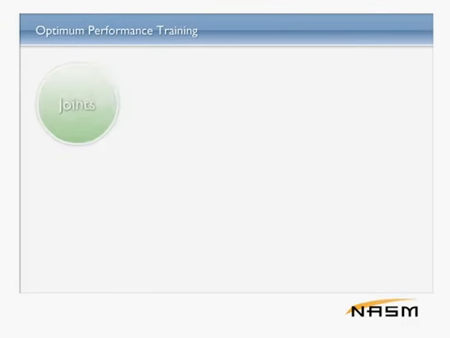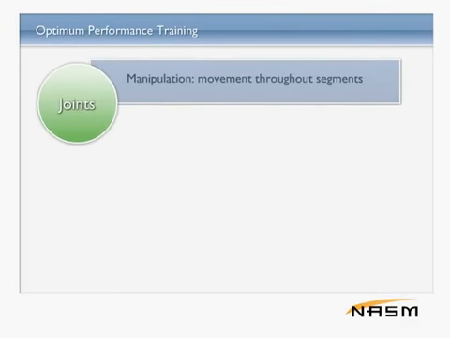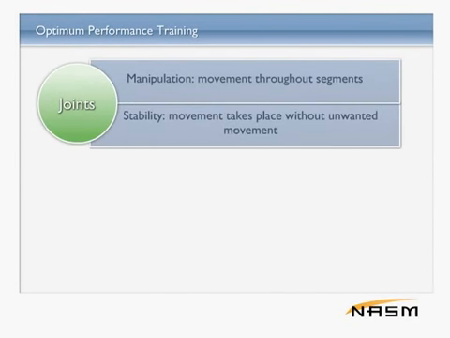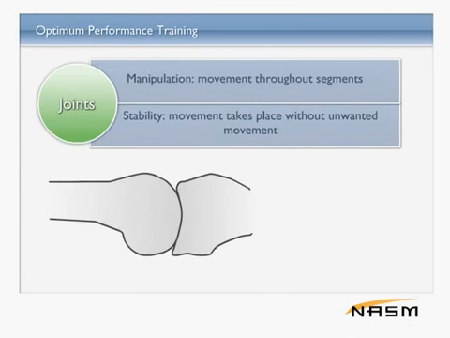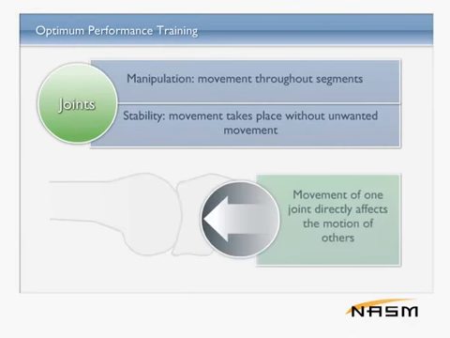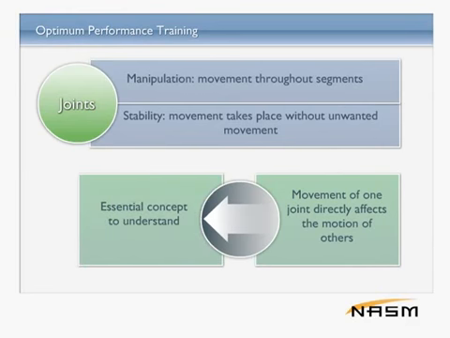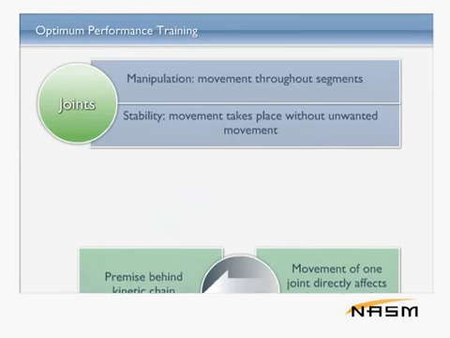First and foremost, joints provide the bones a means to be manipulated, allowing for movement throughout segments of the body. Joints also provide stability, allowing for movement to take place without unwanted movement. All joints in the human body are linked together. This implies that movement of one joint directly affects the motion of others. This is an essential concept for a health and fitness professional to understand because it creates an awareness of how the body functionally operates and is the premise behind kinetic chain movement.